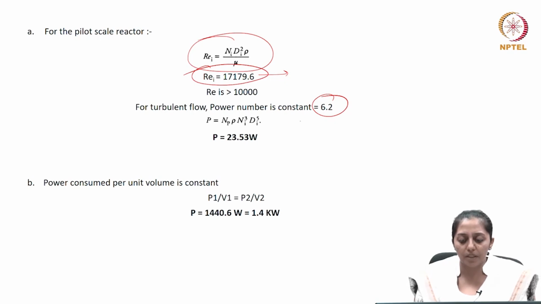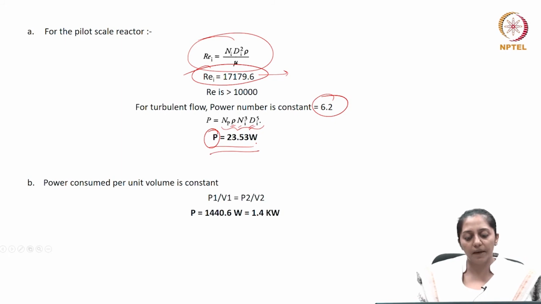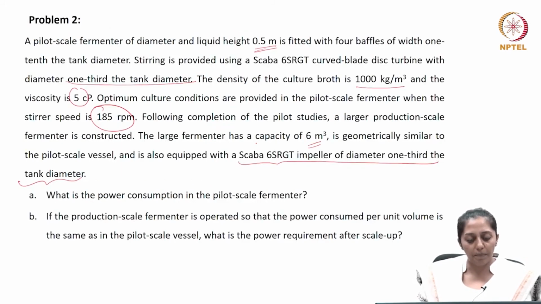So, using the power number expression, we can find the power consumed at pilot scale by the value of the power number and fluid density. Impeller speed is known and diameter of the impeller also at the pilot scale is known. So, we will find that the power consumed at the pilot scale is 23.5 watt. This is the power consumed in the pilot scale fermenter. Let us see part B.